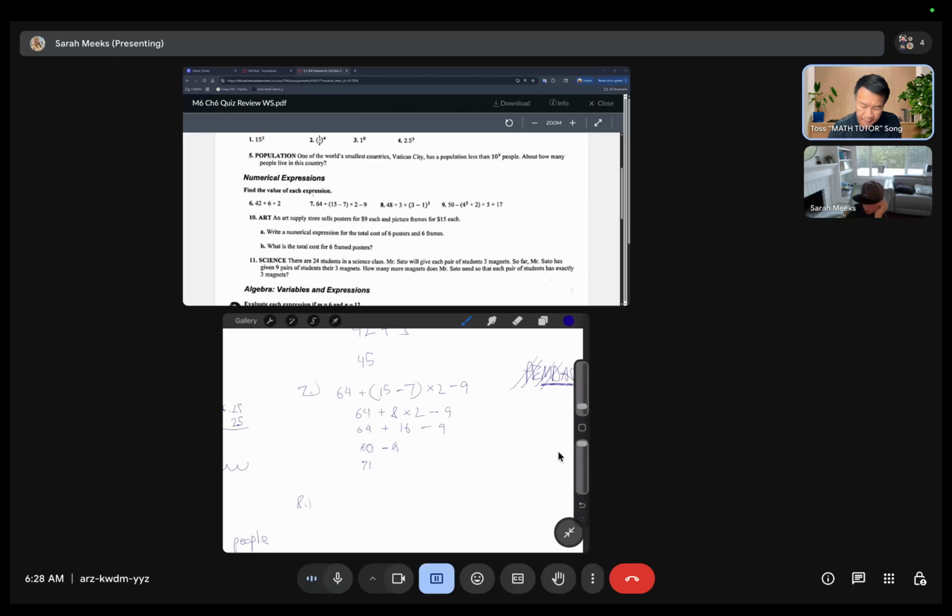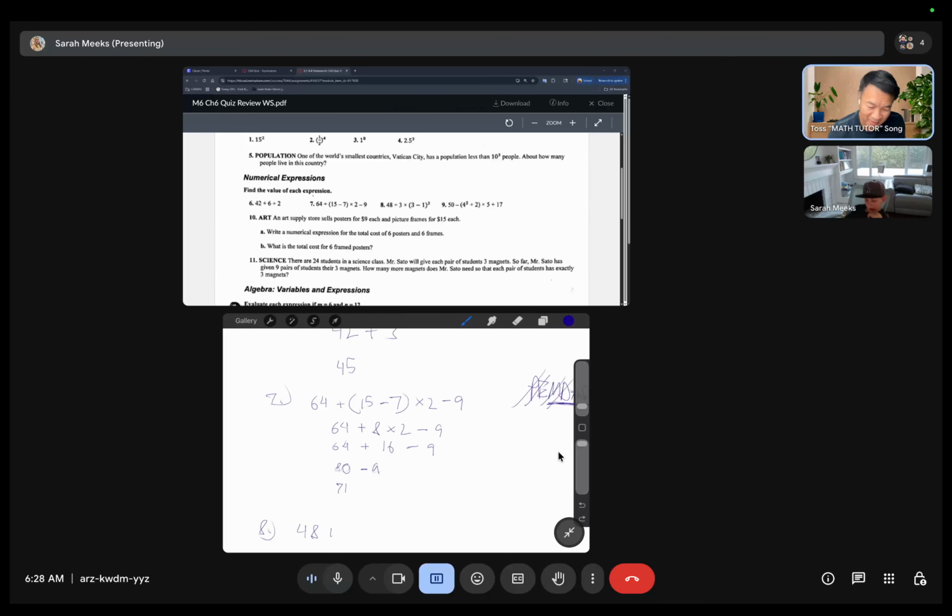Okay, number 8. Same idea. So have a look. We're going to do PEMDAS again. I think that's adding, right? 48 plus... That's division. Okay, that means, could you check number 7? 64, is that add or divide? Number 7. Divide? Divide.